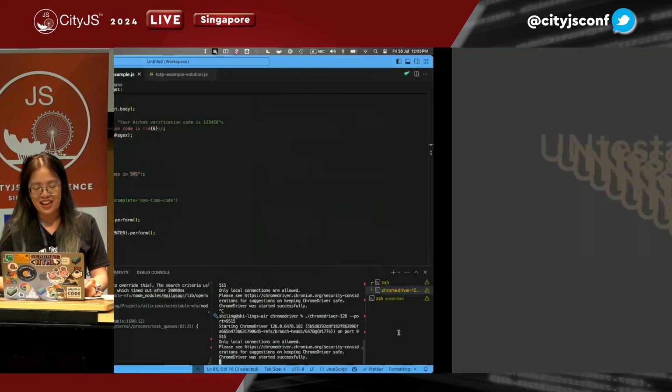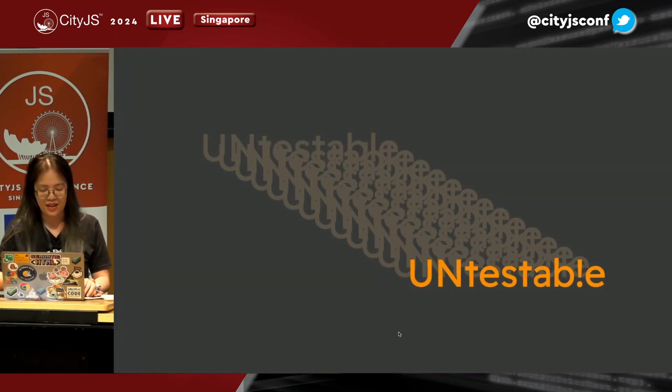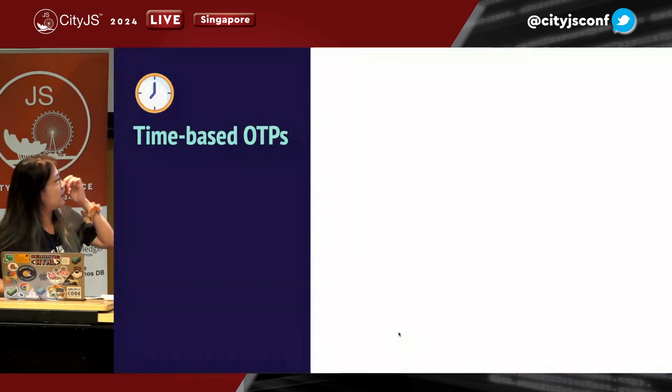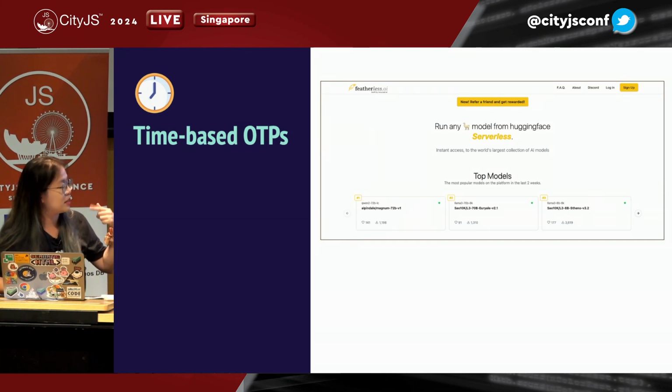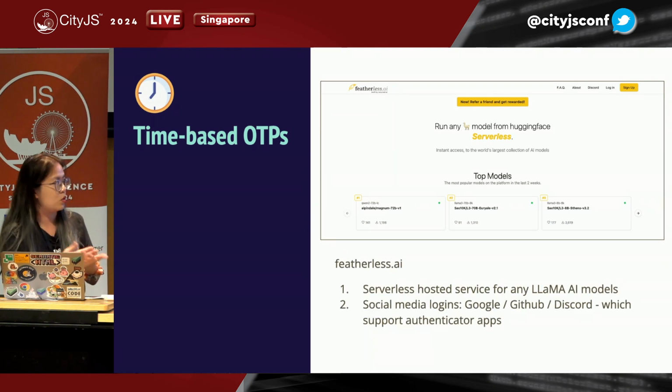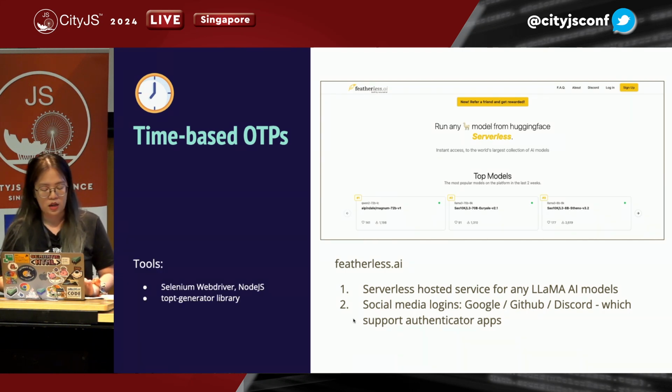Okay, well, then let's talk about time-based OTP testing. Today for OTP testing, we're testing Featherless, which has a Google login, as well as GitHub and Discord login. All of these support pairing with an authenticator app, and whenever you pair it with an authenticator app, you get a QR code which contains the secret which seeds your OTP. So what we'll do is use the OTP generator library to solve this problem.